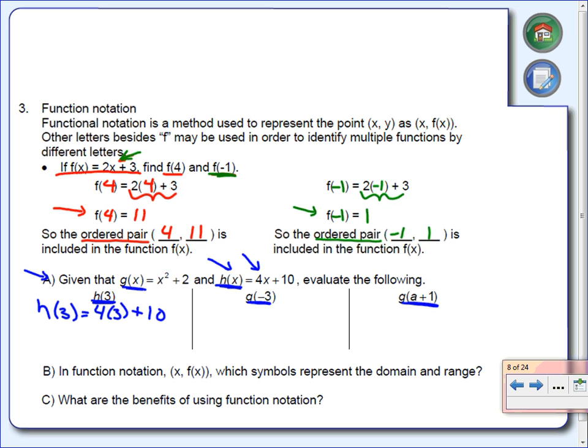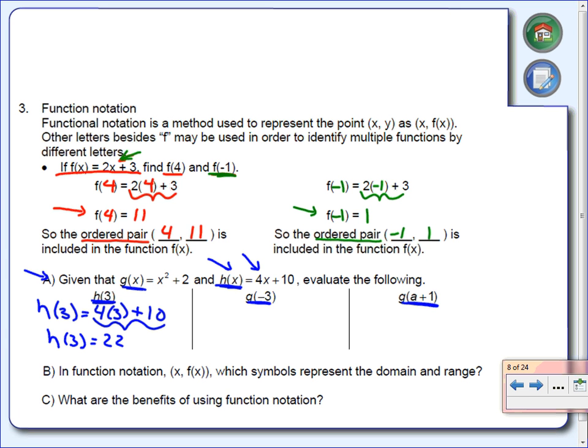Now, as I mentioned earlier, if you can't do this in your head, we always have the calculator for some help here. So, put that in your calculator. What is 4 times 3 plus 10? 22. Therefore, we have h of 3 is equal to 22. In other words, the y is 22 if you were to stick in a 3 for the x.